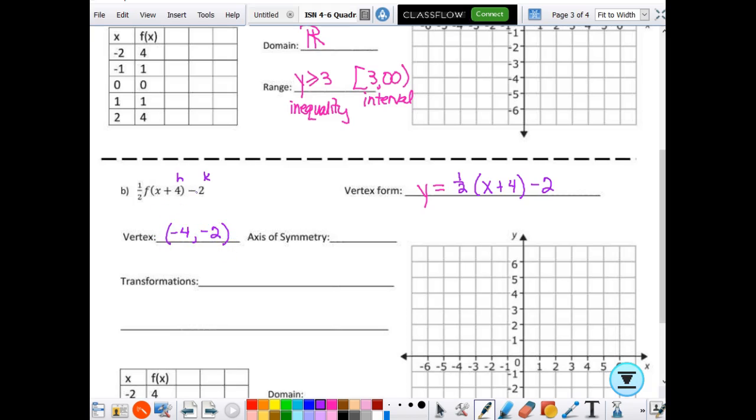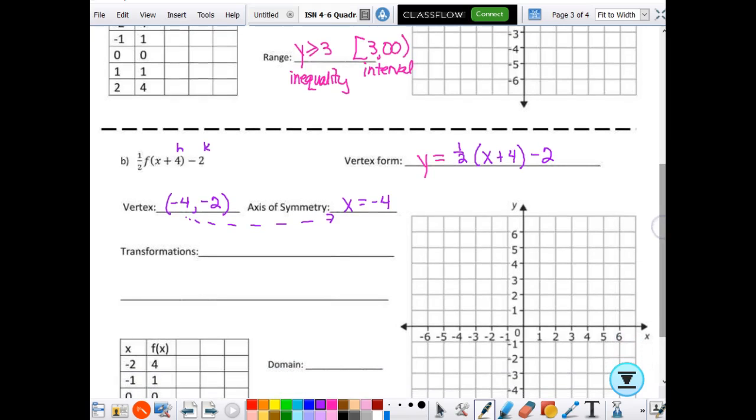-4, -2, but not the opposite of your K. K tells the truth. H is a liar. Okay, the axis of symmetry is the X of your vertex, so X equals -4. Okay, what are our transformations here? Well, it's going to go to the left 4 and down 2.